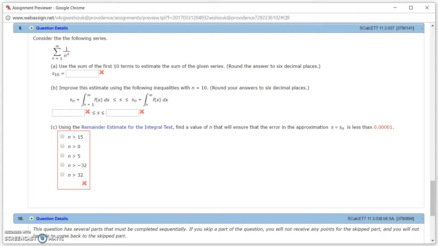Alright, let's look at homework 11.3, problem number 9. We have a p-series here with p equals 4. Part A: use the sum of the first 10 terms to estimate the sum of the given series. So let's do that. All you have to do is just find S10.